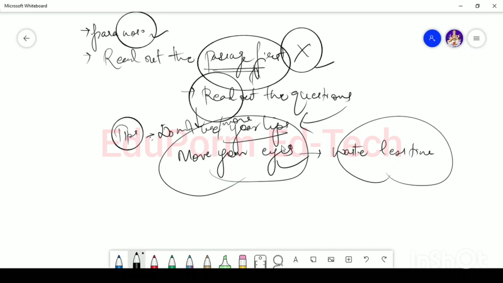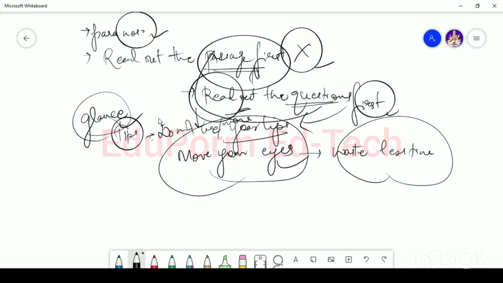You can try it practically. If you are reading anything while moving your lips, then you will be a little slower than the person who is just moving their eyes, reading the whole scenario. So this is one such tip. Read the questions first. I don't say memorize the questions, just take a quick glance at those questions.